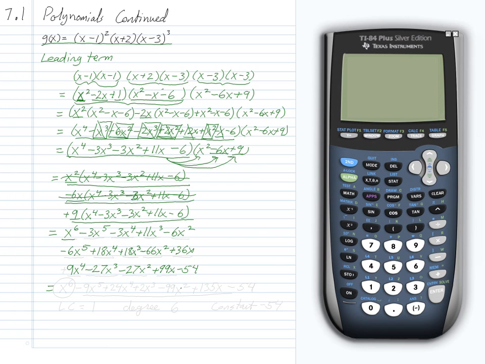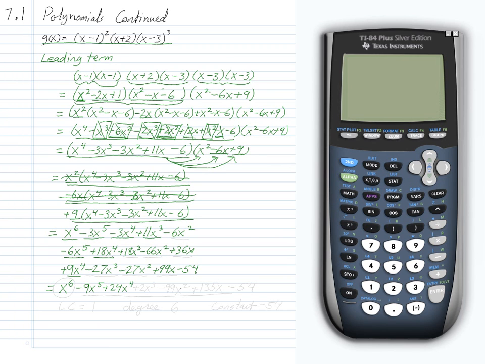So I have an x to the 6th, and then I have some x to the 5ths, negative 3x to the 5th, and negative 6x to the 5th. That gives me negative 9x to the 5th. I have some x to the 4ths. There's negative 3x to the 4th, plus 18x to the 4th, plus 9x to the 4th. So, grand total of 24x to the 4th.